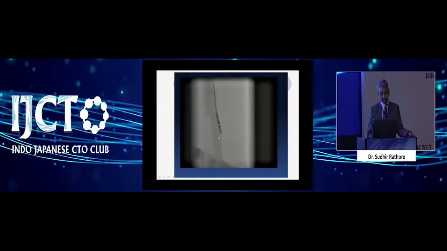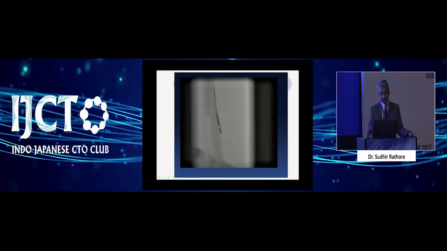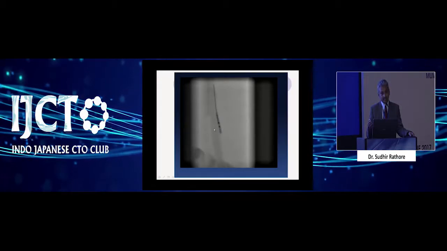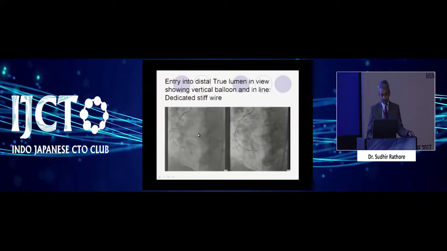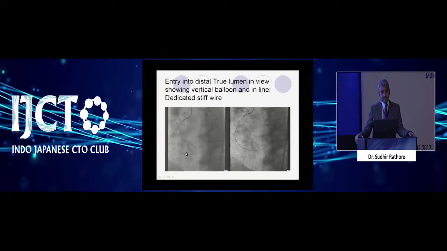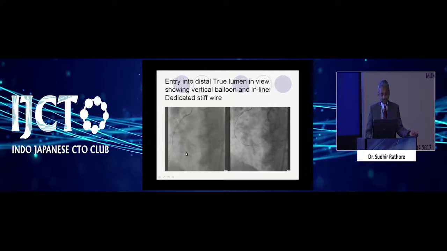And when you see the contralateral injection here, you have to go in the port where the wire goes posteriorly. Then you will be able to make a successful re-entry. So as you can see here, we have confirmed that we have to do the re-entry in this view. So we've done the re-entry in the ipsilateral cranial view.